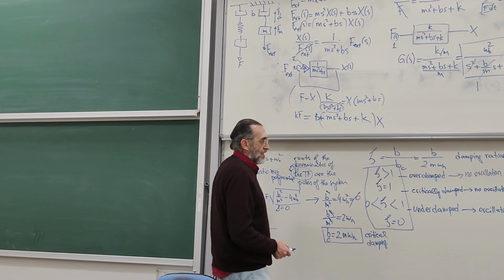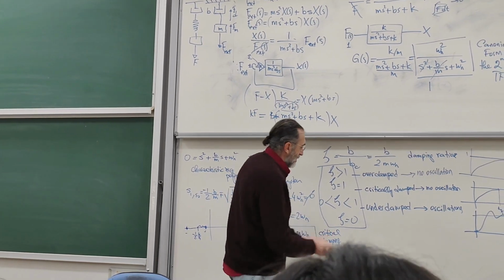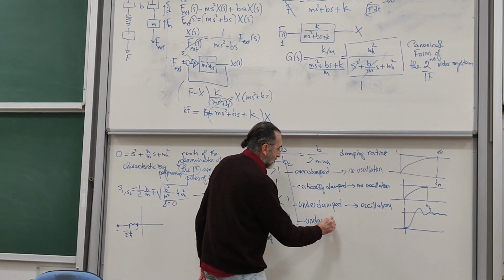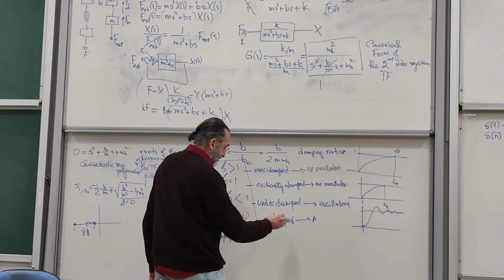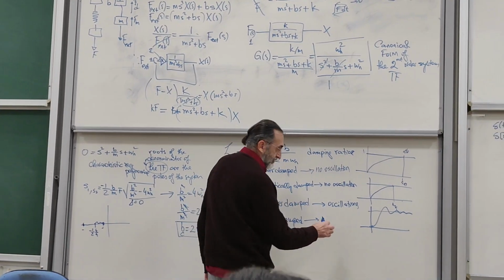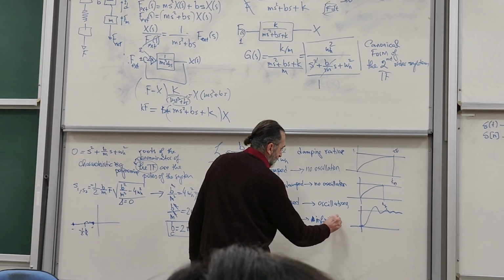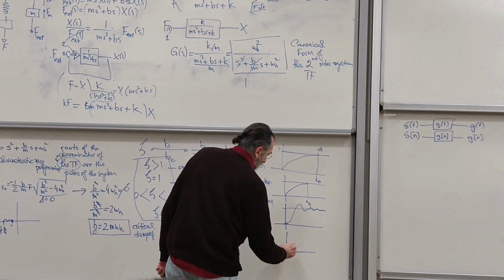And then, if zeta is 0, this is the undamped case, then we have infinite oscillations. And then we have this case.